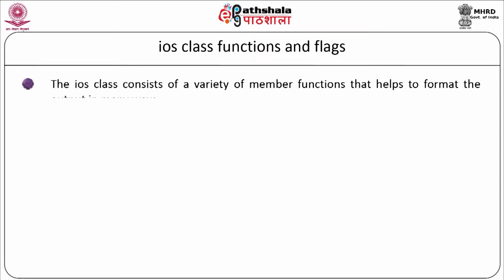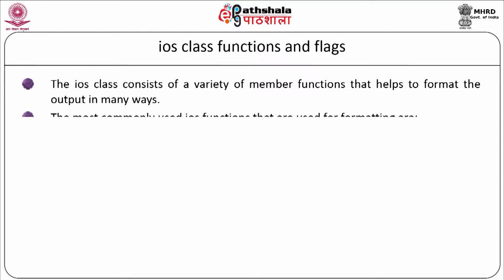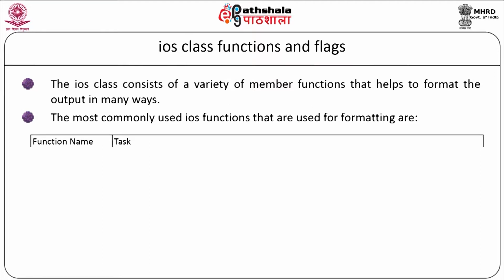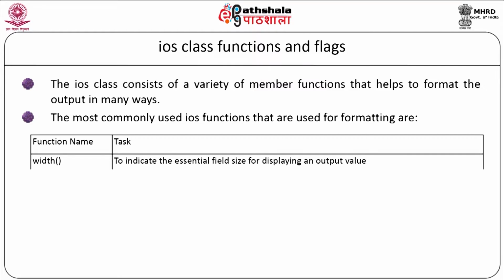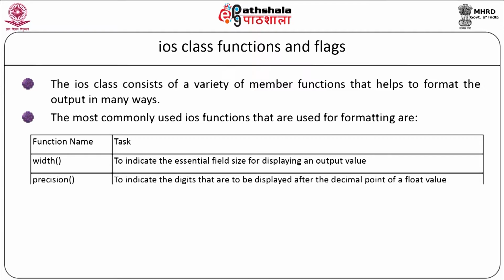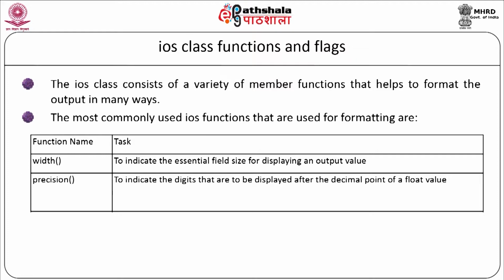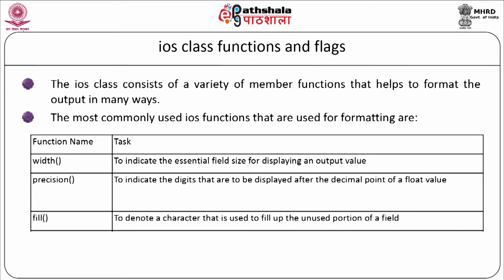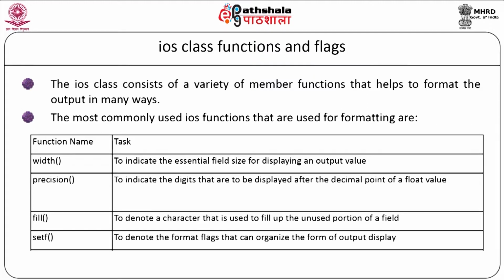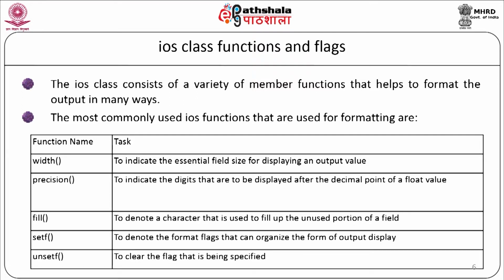The IOS class consists of a variety of member functions that help to format the output in many ways. The most commonly used IOS functions for formatting and their tasks are given in the table. The first function is width, to indicate the essential field size for displaying the output value. Next is precision, to indicate the digits that are to be displayed after the decimal point of a float. Fill, to denote a character that is used to fill up the unused portion of a field. setf, to denote the format flags that can organize the form of output display. unsetf, to clear the flag that is being specified.